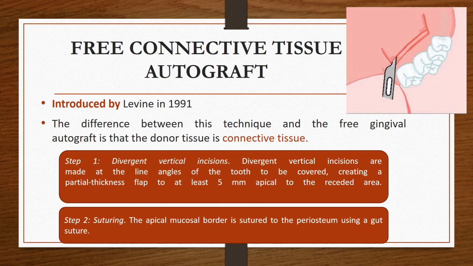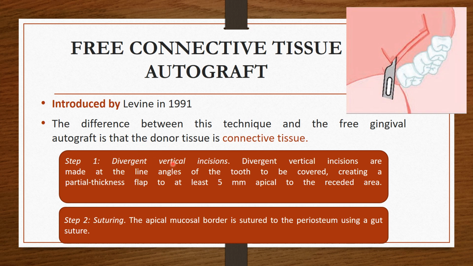So then coming to the free connective tissue autograft. This was introduced by Levine in 1991. This is the same as the free gingival autograft. The only difference is that here we are taking only the connective tissue. The step-by-step procedure is something we have already explained in the previous lectures.